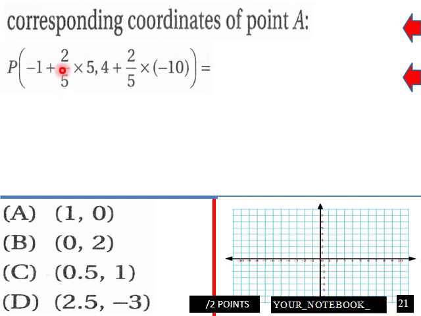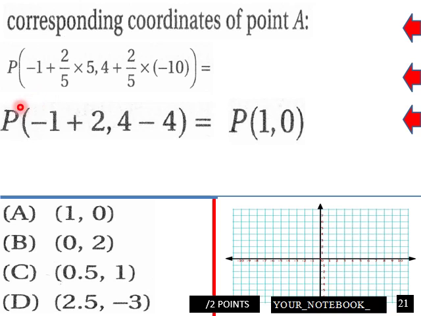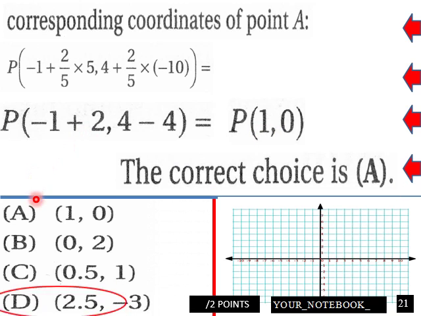Here is how we're going to multiply through after we do our division in the previous slide. Then point P would be -1 plus 2, and then 4 minus 4. This would be the first point here, which equals (1, 0). The correct choice would be A for that.